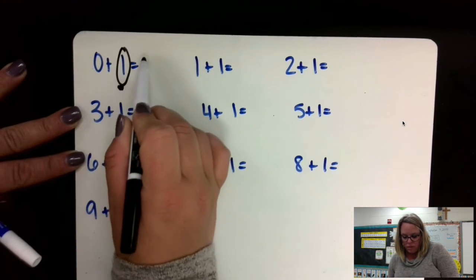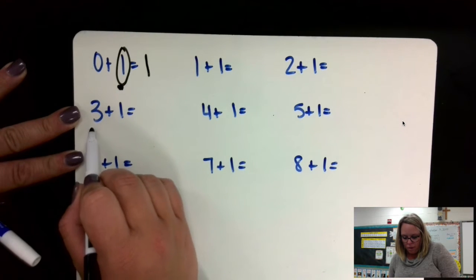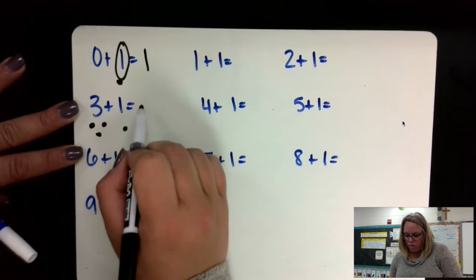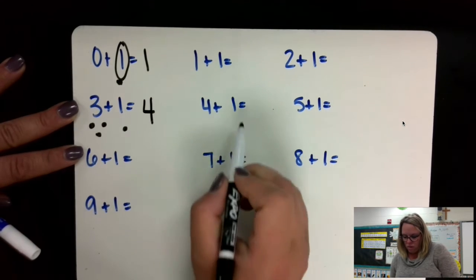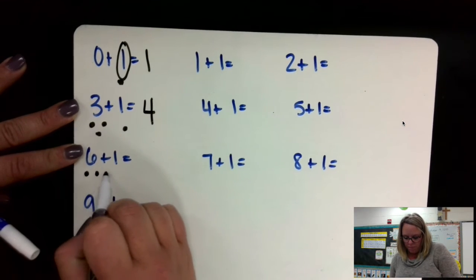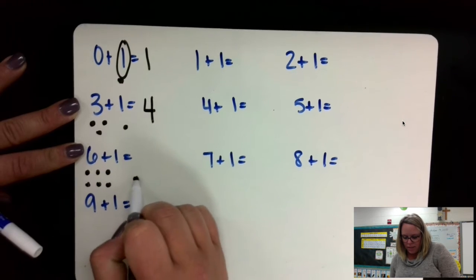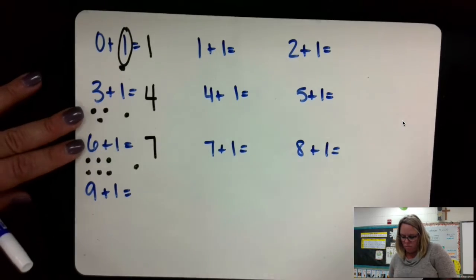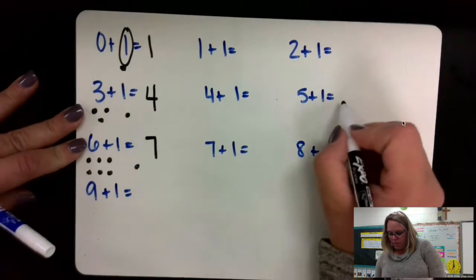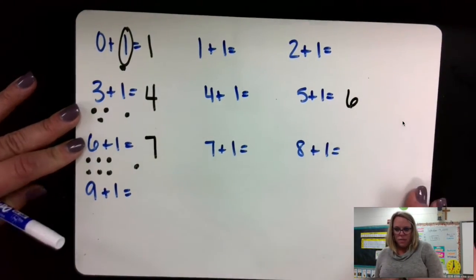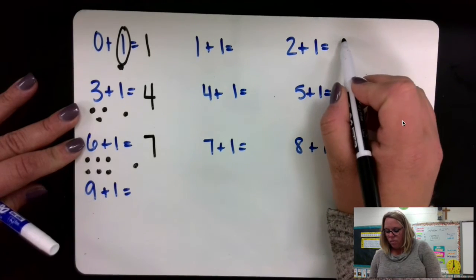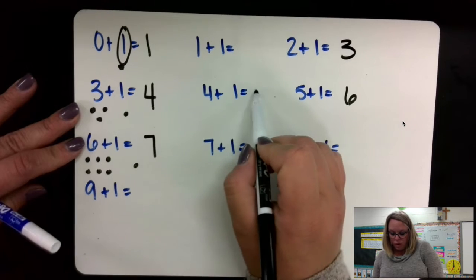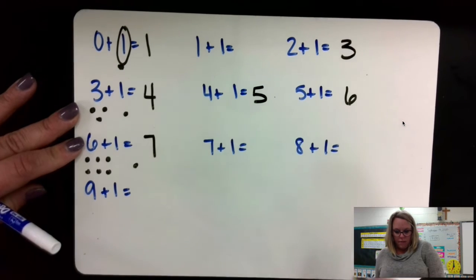So, 0 plus 1 is going to be 1. What about 3 plus 1? What's 1 more than 3? 4. What about 6 plus 1? 6 and 1 more. What's 1 more than 6? 7. 5 plus 1? 1 more than 5 is 6. 2 plus 1? 1 more than 2 is 3. 4 plus 1? 1 more than 4 is 5.